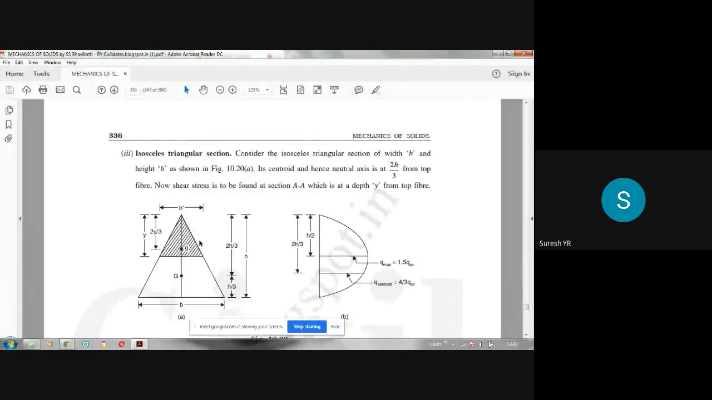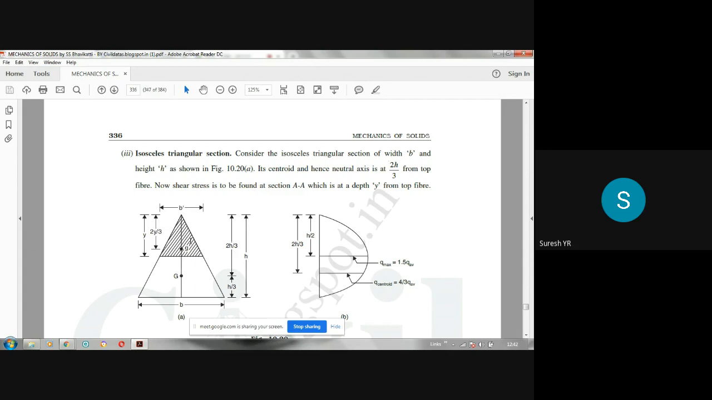Now we will consider an elemental strip at a depth y from the vertex. This is the vertex or the apex. Shade whatever area is above this; that area is small a. Small g is the centroid of the shaded triangular area, and 2y by 3 is the distance from the apex to small g.